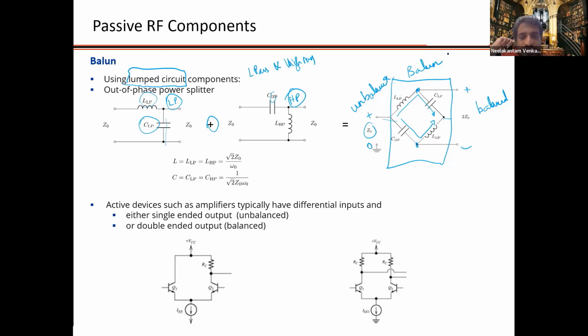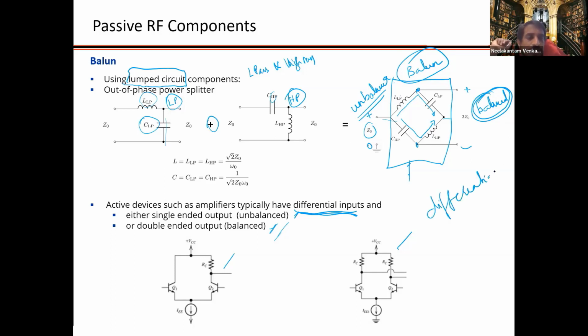The same thing in transistors, you can realize if you want to have either single-ended or double-ended, balanced or unbalanced. Most of the amplifiers typically have differential inputs. So you would want to have a balanced input. It means you will have to introduce this device to convert unbalanced signals to balanced signals while using a differential amplifier. If you want to use a differential amplifier, as the name says, it will amplify differential signals.